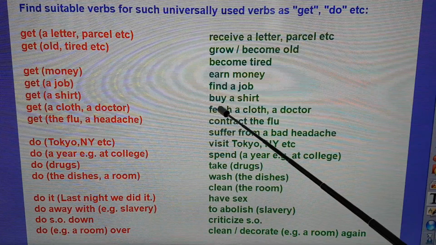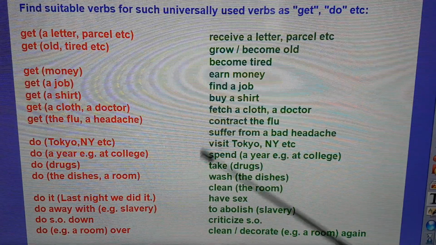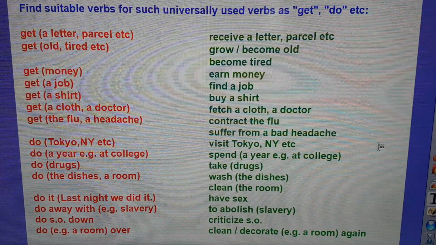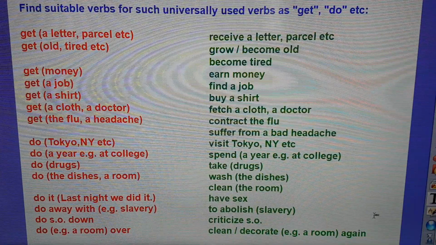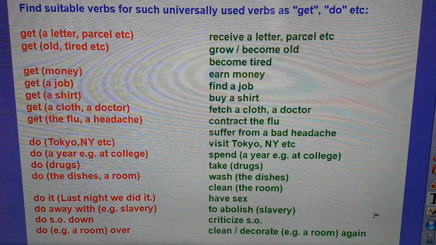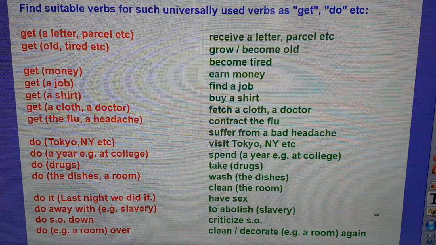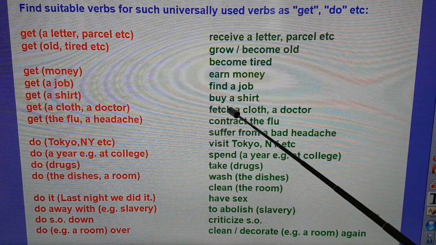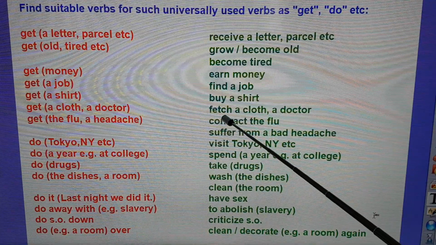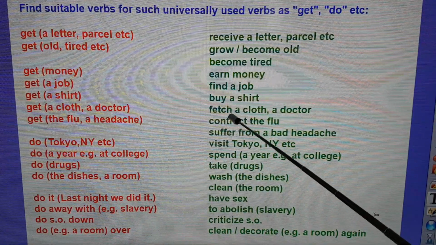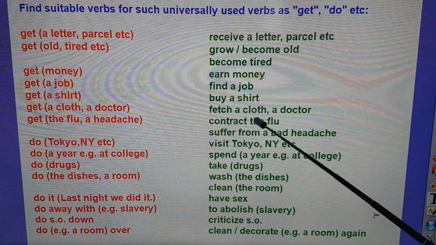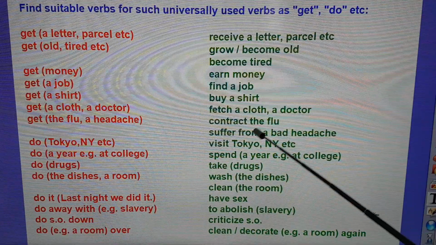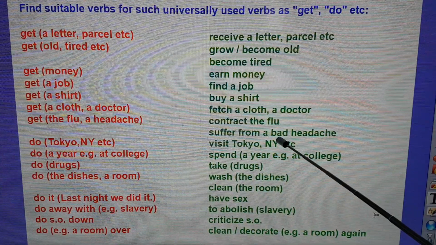Where do you get that shirt? Sorry, I'm probably speaking bad English again. Get a shirt. Where did you get that shirt? You may as well say, where did you buy this shirt? Get a cloth, get a doctor: fetch a cloth, and fetch a doctor. Get the flu or a headache: contract the flu, or suffer from a bad headache.